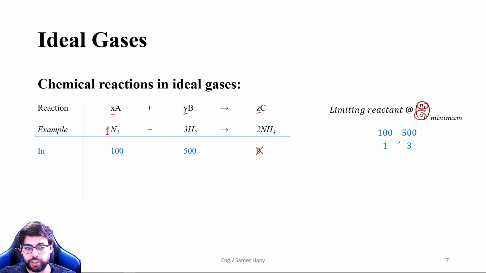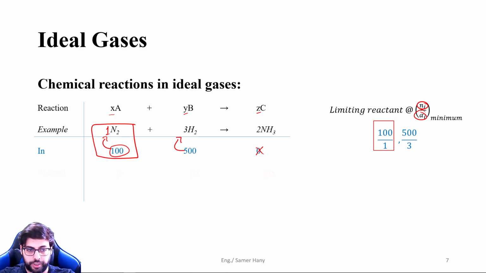So to know which will deplete first or run out first, we just divide the 100 by 1 and the 500 by 3. And it's obvious here that the 100 moles of nitrogen will react with 300 moles of hydrogen, and there will be an excess of 200 moles of hydrogen present in the system even after all the nitrogen is depleted. So nitrogen is the limiting reactant for us, and everything in this equation will be represented as a function of, or in relation to, this limiting reactant quantity.